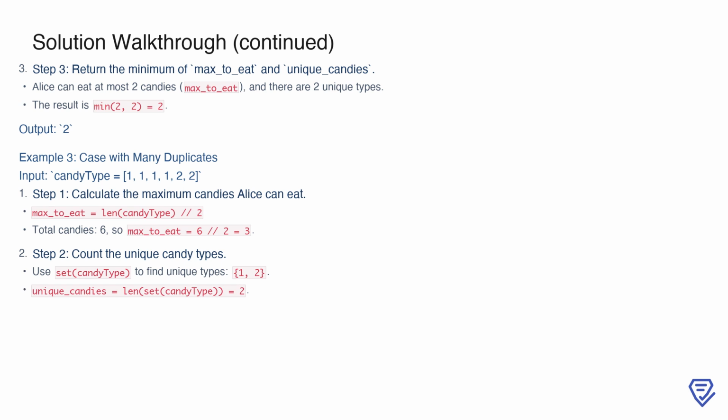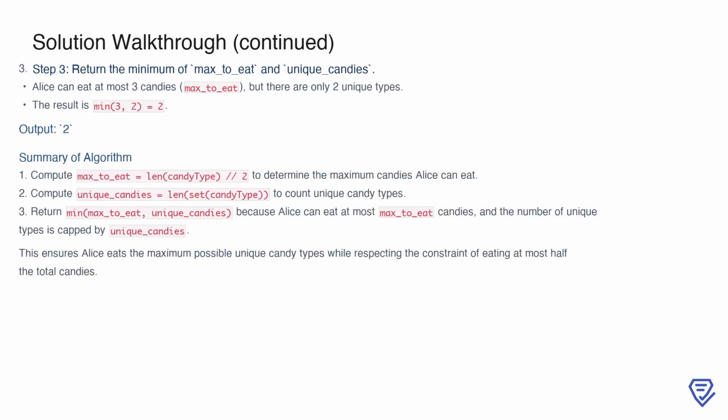Let's extend this idea further with an example where there are many duplicates. The input array is 1, 1, 1, 1, 2, 2. Here, the total number of candies is 6, so max_to_eat equals 6 // 2 equals 3. Next, we count the unique candy types. The unique types in the array are 1, 2, and unique_candies is 2. In this third example, Alice is allowed to eat up to 3 candies, but there are only 2 unique candy types available. Again, we take the minimum of max_to_eat and unique_candies to determine the result. The minimum of 3 and 2 is 2, meaning Alice can eat 2 unique candy types.